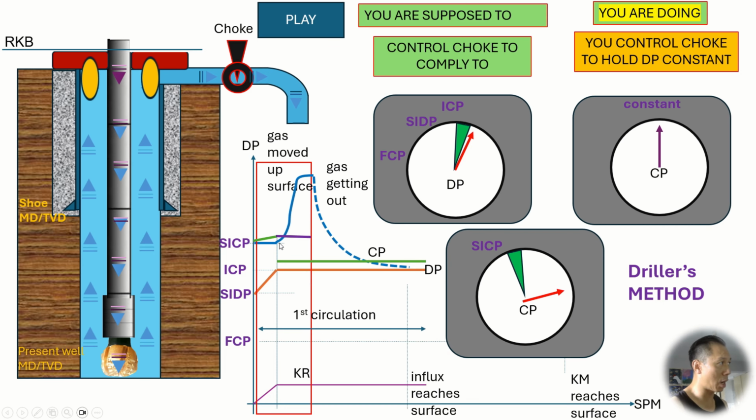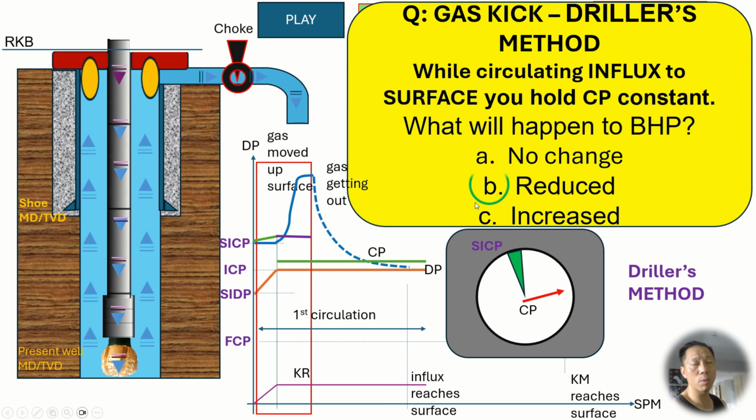While gas is up in the annulus, casing pressure is supposed to rise. Now we keep it at one constant value. How can we do that? We have to open the choke and vent off the pressure to keep the casing pressure constant at one value. As we are venting off the pressure from the well, what do you expect to happen to the pressure in the well? Is it reduced? Sure, it's reduced. If it's reduced, the bottom hole pressure of the well is reduced. Very simple, very straightforward. So the answer will be reduced.